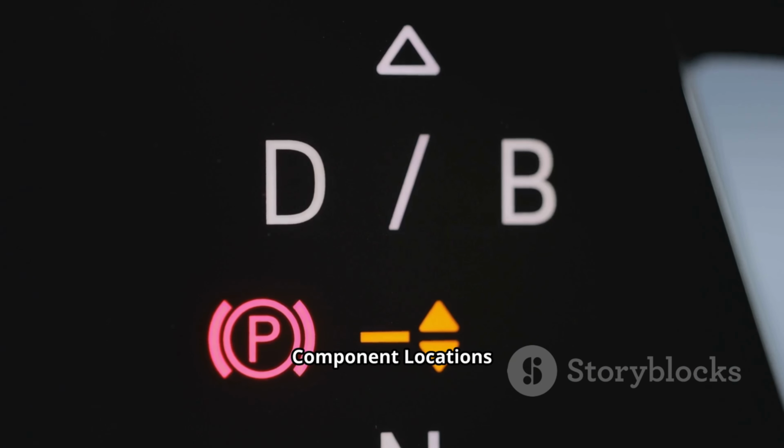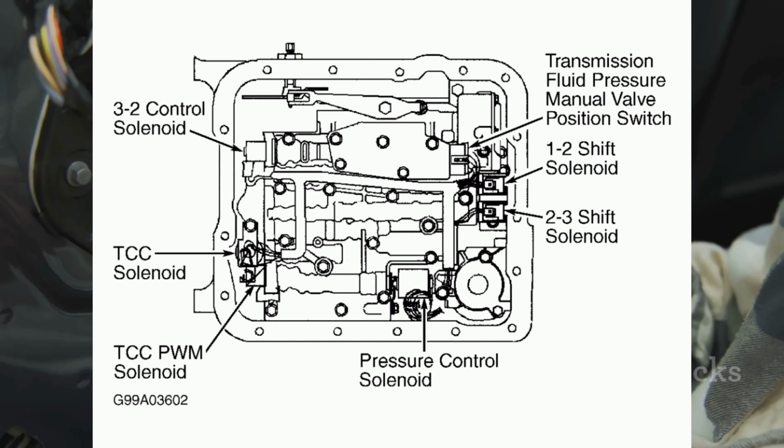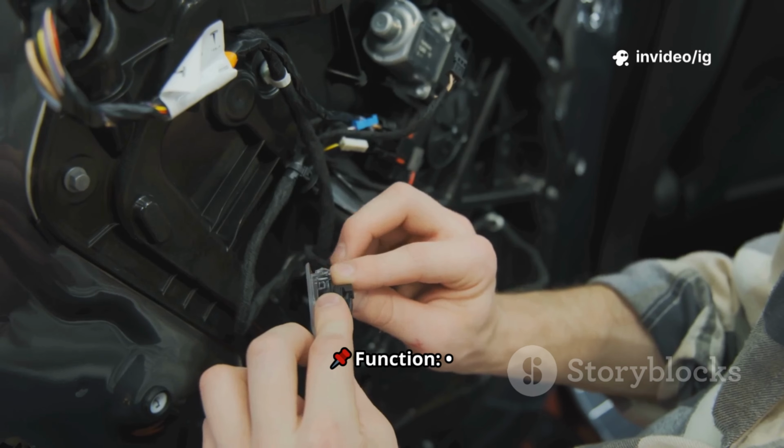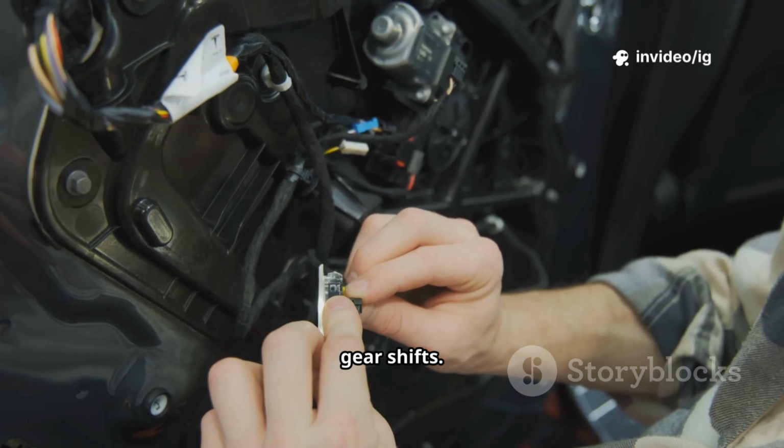Sensor and component locations, very important. Shift solenoid J. Location: inside the transmission valve body beneath the transmission fluid pan. Function: regulates hydraulic pressure for smooth gear shifting. Transmission control module, TCM. Location: typically found under the dashboard near the battery or mounted on the transmission case. Function: sends commands to the shift solenoids based on driving conditions. Transmission fluid pressure sensor. Location: mounted on the side of the transmission case near the hydraulic lines. Function: monitors hydraulic pressure for proper gear shifts.